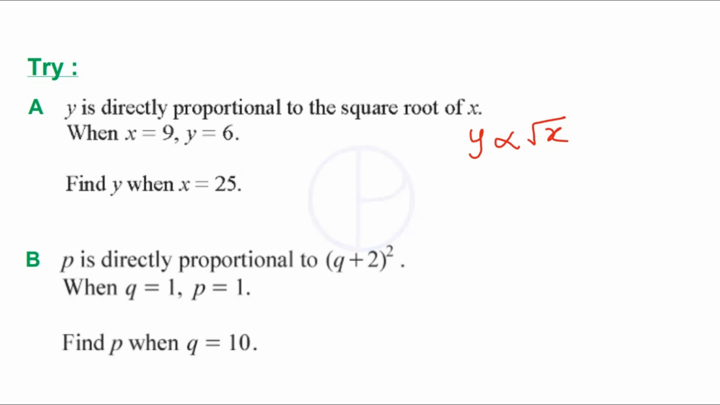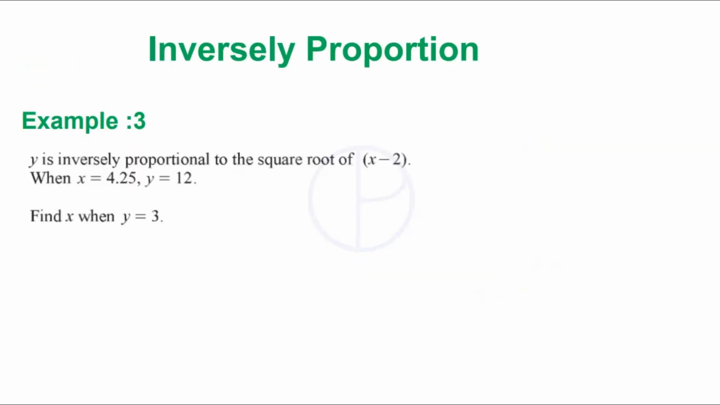And the B part, the question is P is directly proportional to (Q plus 2) the whole square. Then the formula will be P is equal to k times (Q plus 2) the whole square. So substitute the values of Q and P to find the value of the constant k. Okay. By using that, find out the value of P when Q is 10. Share that answer also in the comment section.